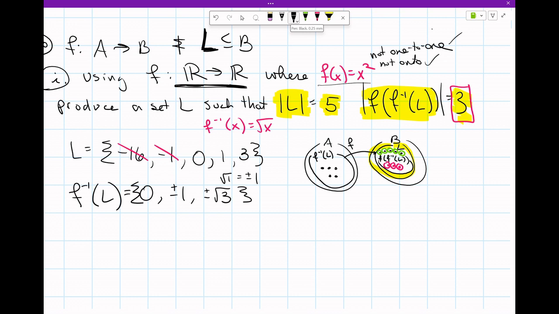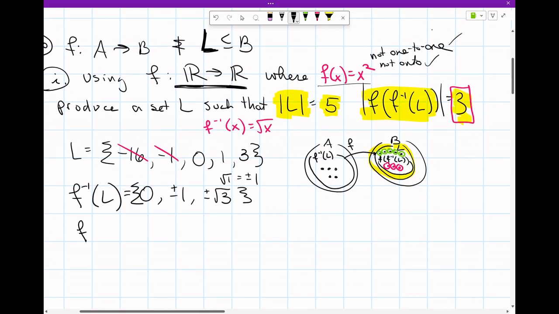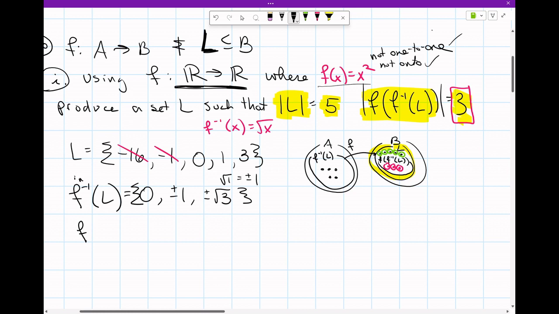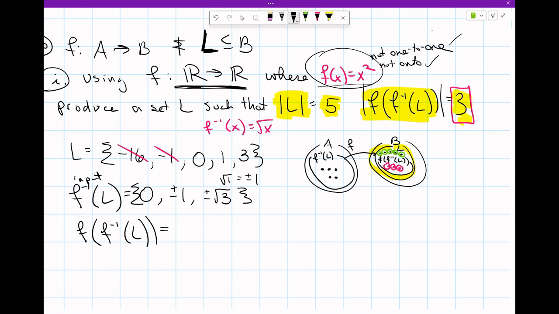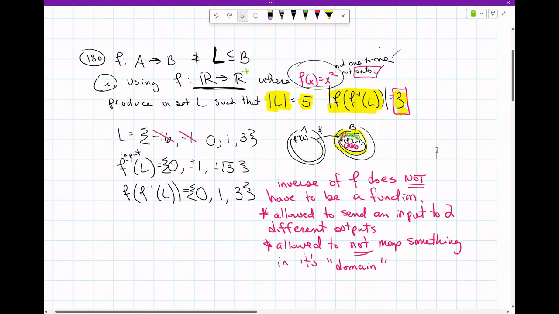Now, here I have the obligation of actually running these inputs, because remember, this is inputs. I have to run these inputs through my output machine. My little function machine says to do what? It says to square them, and so I'm going to square them. 0 squared is 0. 1 squared is 1, and negative 1 squared is also just a 1. And then the square root of 3, when I square it, I get 3. And even if I take the negative square root of 3 and I square it, I also get a 3.